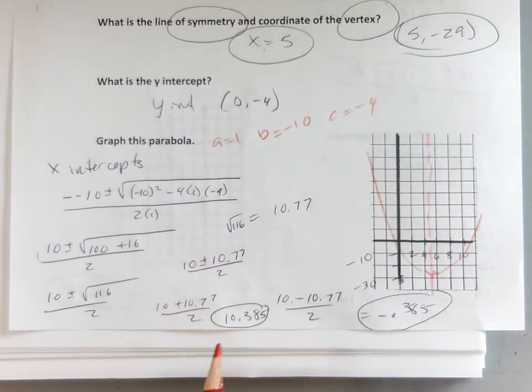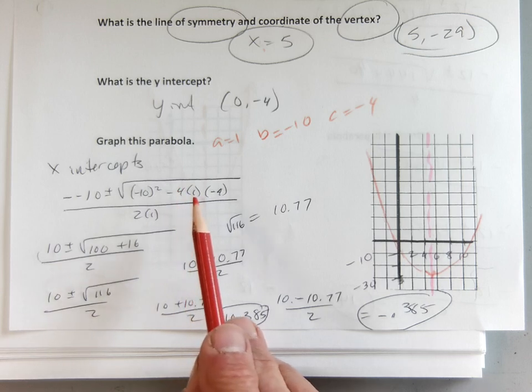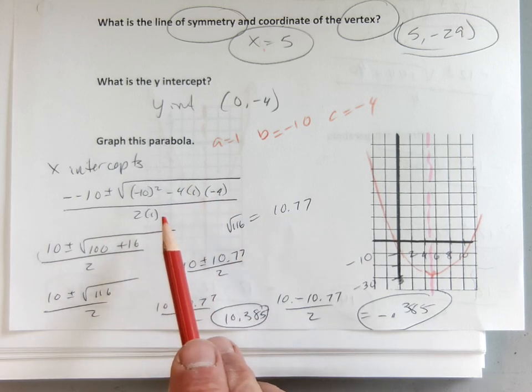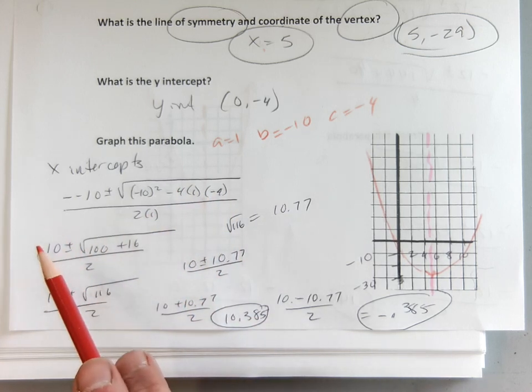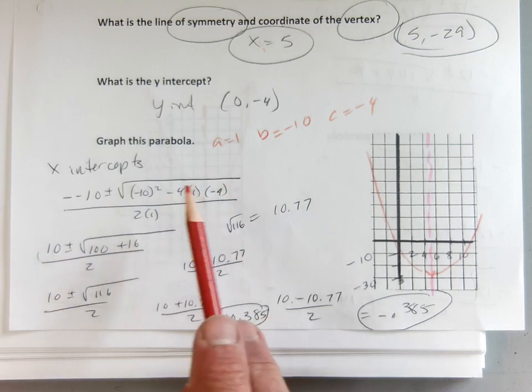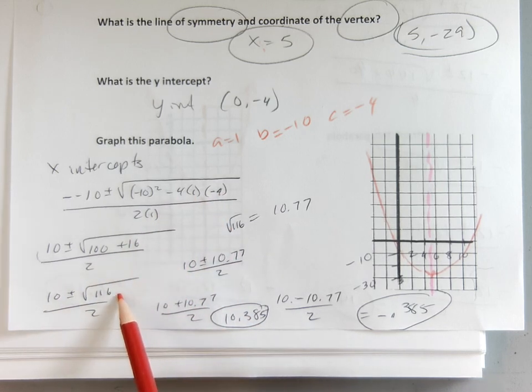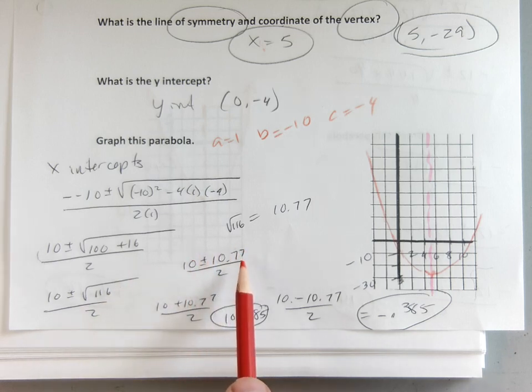So I went negative B, which is -10, plus or minus the square root of B squared minus 4AC all over 2A, okay? Simplified it, double negative, makes positive 10. 10 squared is 100 plus 16, because negative times negative. I add the two, I get 116. The square root of 116 is about 10.77. Now I've got two equations, so I get two answers. You can pause this video anytime, just ask, okay?